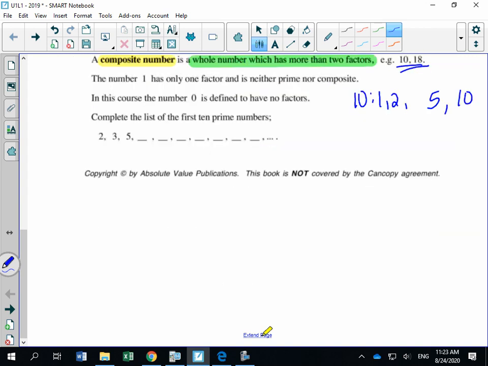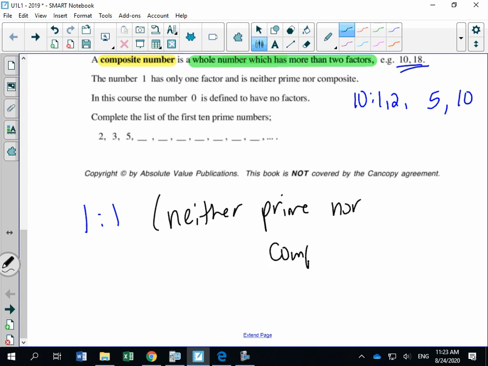The number 1, I just want to let you guys know, only has 1 factor, right? The only factor of 1 is 1, and that's why they say the number 1 is neither prime nor composite. Okay, so good to know.